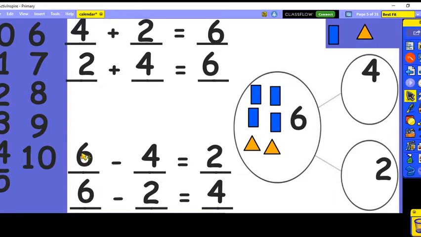So let's read both of our equations. 6 minus 4 equals 2. 6 minus 2 equals 4. And that's the thing I love about fact families. We have those same three numbers in all of our equations.